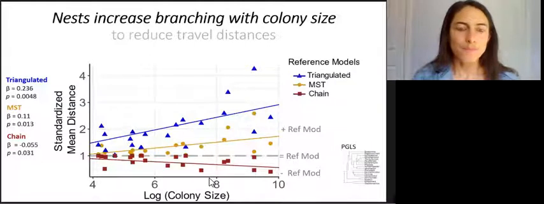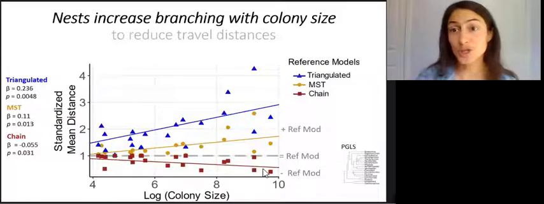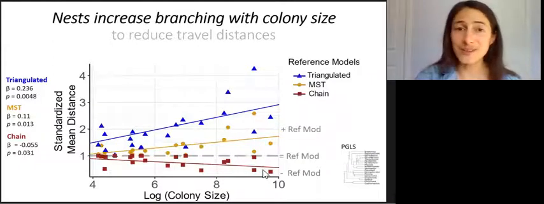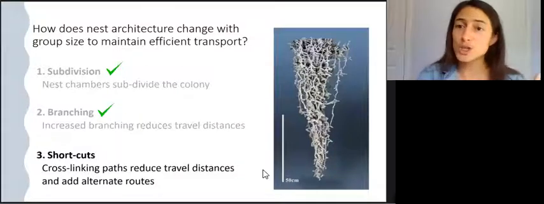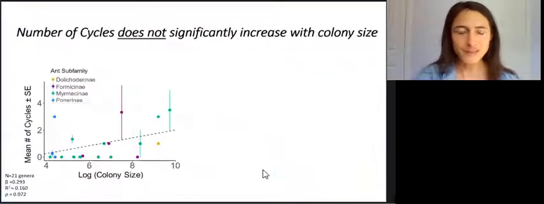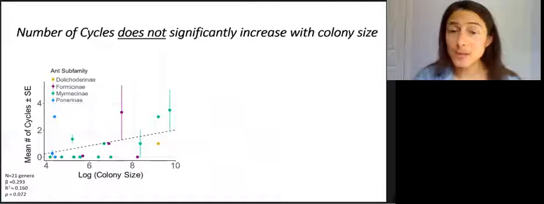And so there's a big but there. These shorter mean distances could also be explained by additional shortcuts, additional cycles. And so that brings us to our third hypothesis that proposes that large colony species have more shortcuts in their nests. And what we find when we count the number of cycles in a nest is there are not significantly more cycles in the nests of larger colony species.